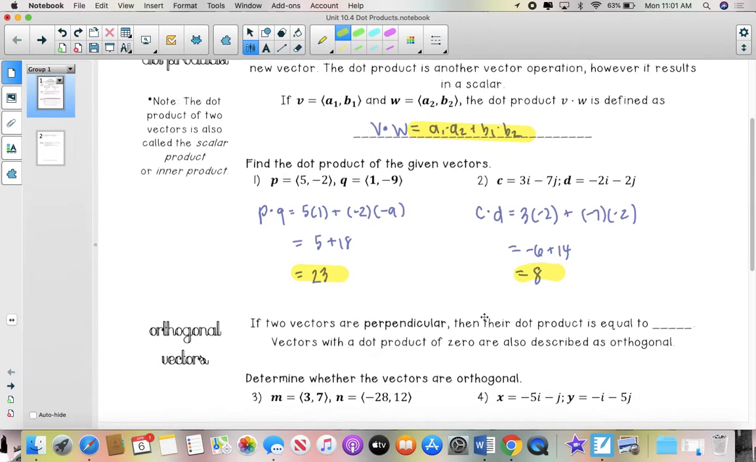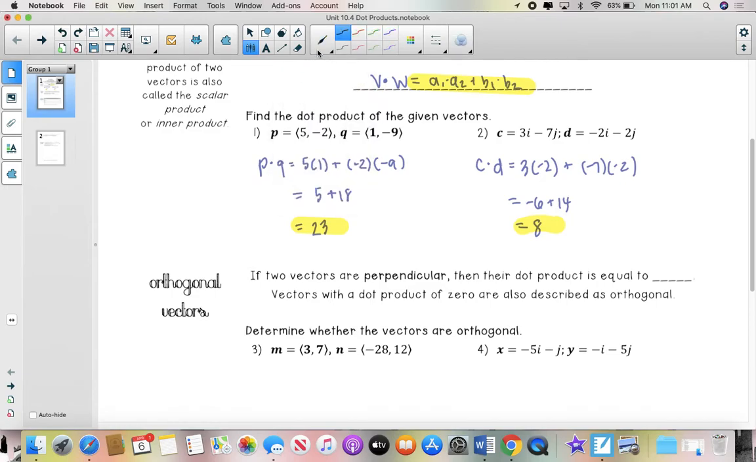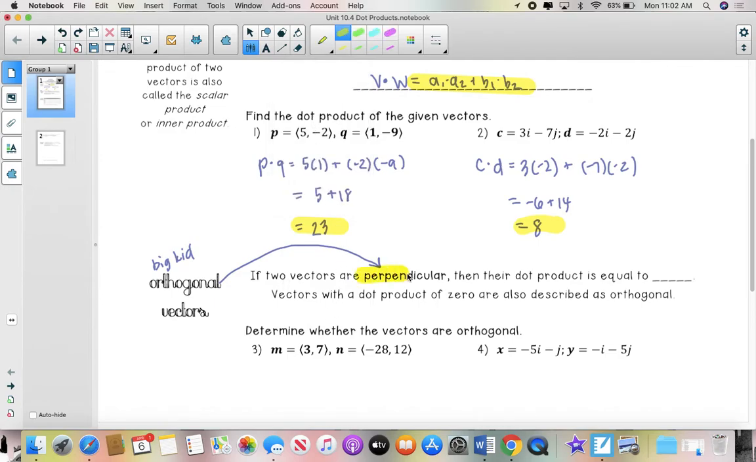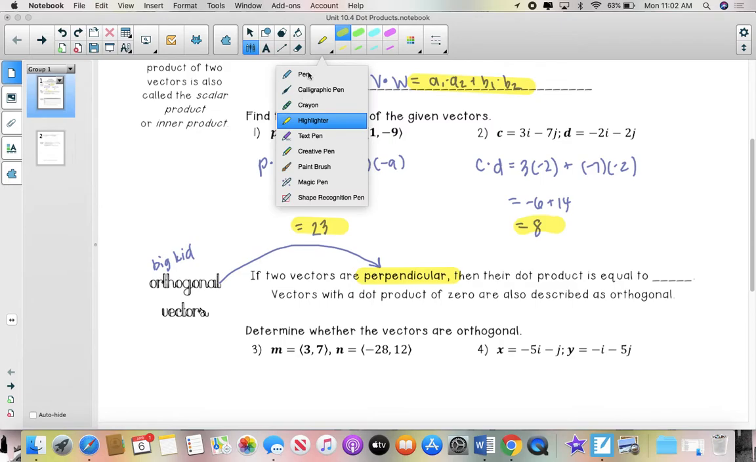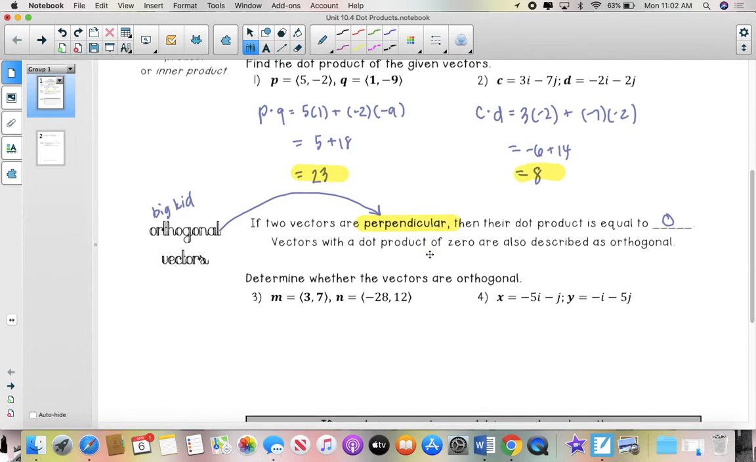Okay. Now, orthogonal is like the big kid way of saying perpendicular. So if the vectors are perpendicular or orthogonal, then their dot product is going to be equal to 0. So right here, vectors with a dot product of 0 are also described as orthogonal. So orthogonal and perpendicular are the same thing.